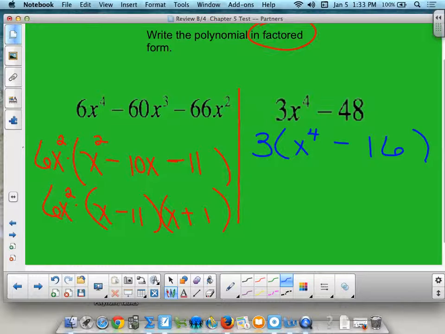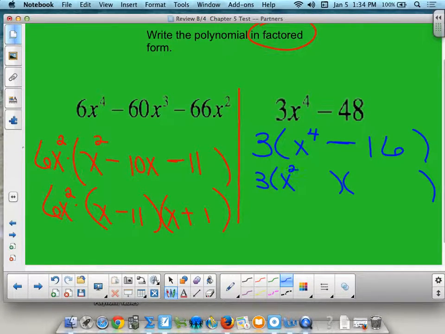We would have gotten that. There's more. There's a lot more going on. You look inside. This is called the difference of two perfect squares. What times itself is x to the 4th? X squared. What times itself is 16? 4. So you should be saying this to yourself.